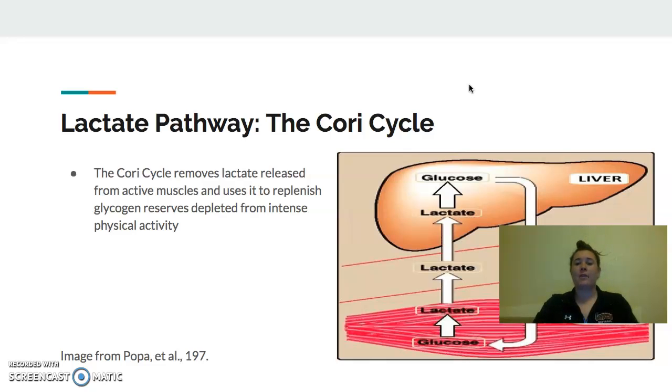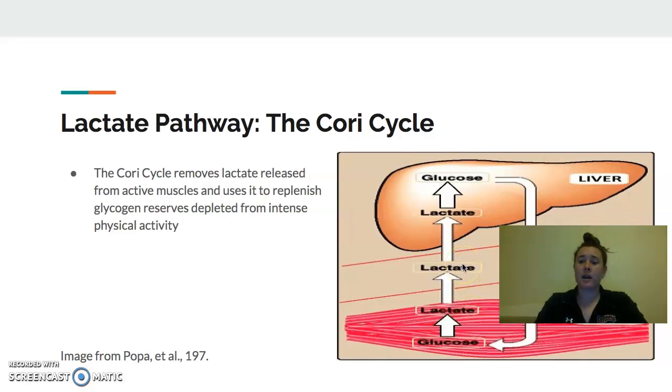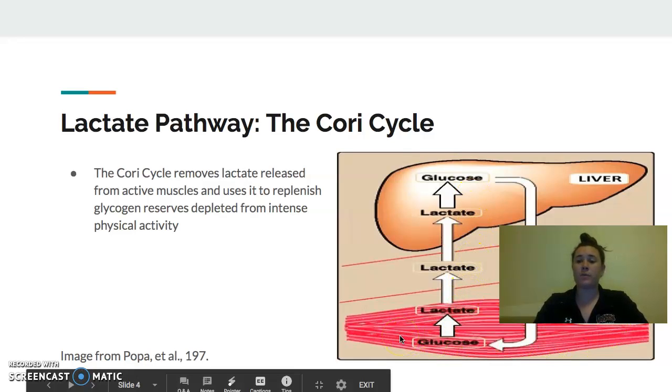The lactate pathway from skeletal muscle to the liver is actually a pretty simple process. During anaerobic glycolysis, when that lactate is created from the original glucose molecule, it then enters the bloodstream and then enters into our liver. So the Cori cycle removes the lactate released from the active muscles, and they use it to replenish the glycogen inside the liver, or it will replenish the reserves and store it for later.